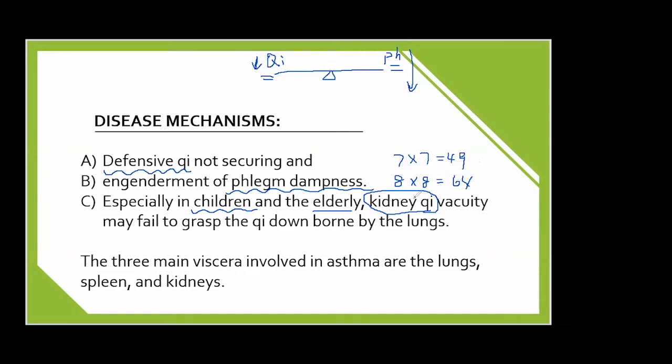That means the kidney qi is not able to grasp qi and send it down, so that's why we talk about difficult breathing. We say the kidney function especially helps grasp qi downward. And if we're talking about illness like asthma, the relationship is not only with the kidney. It also relates to the lung and to the spleen function. The spleen and the lung both control whole body qi.